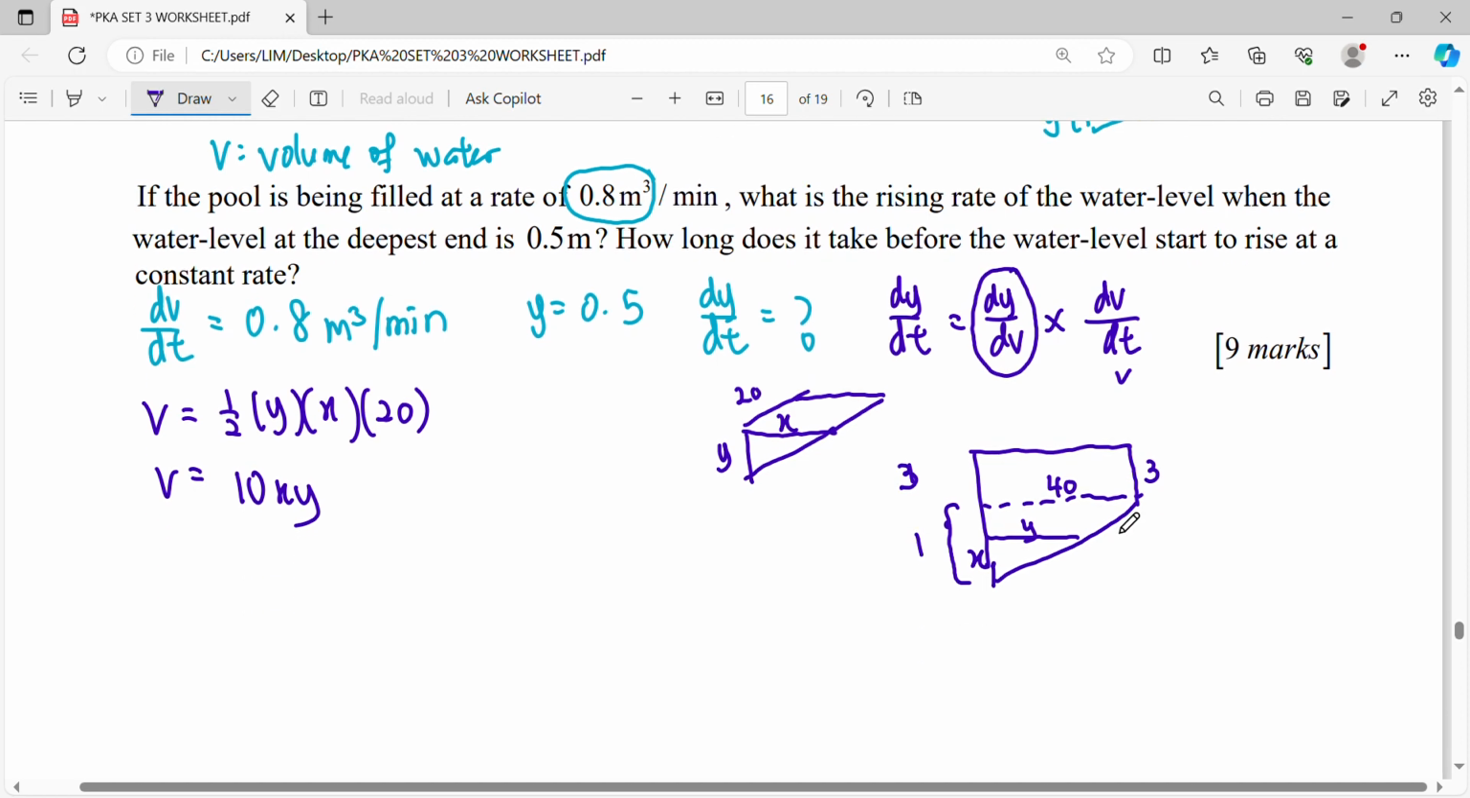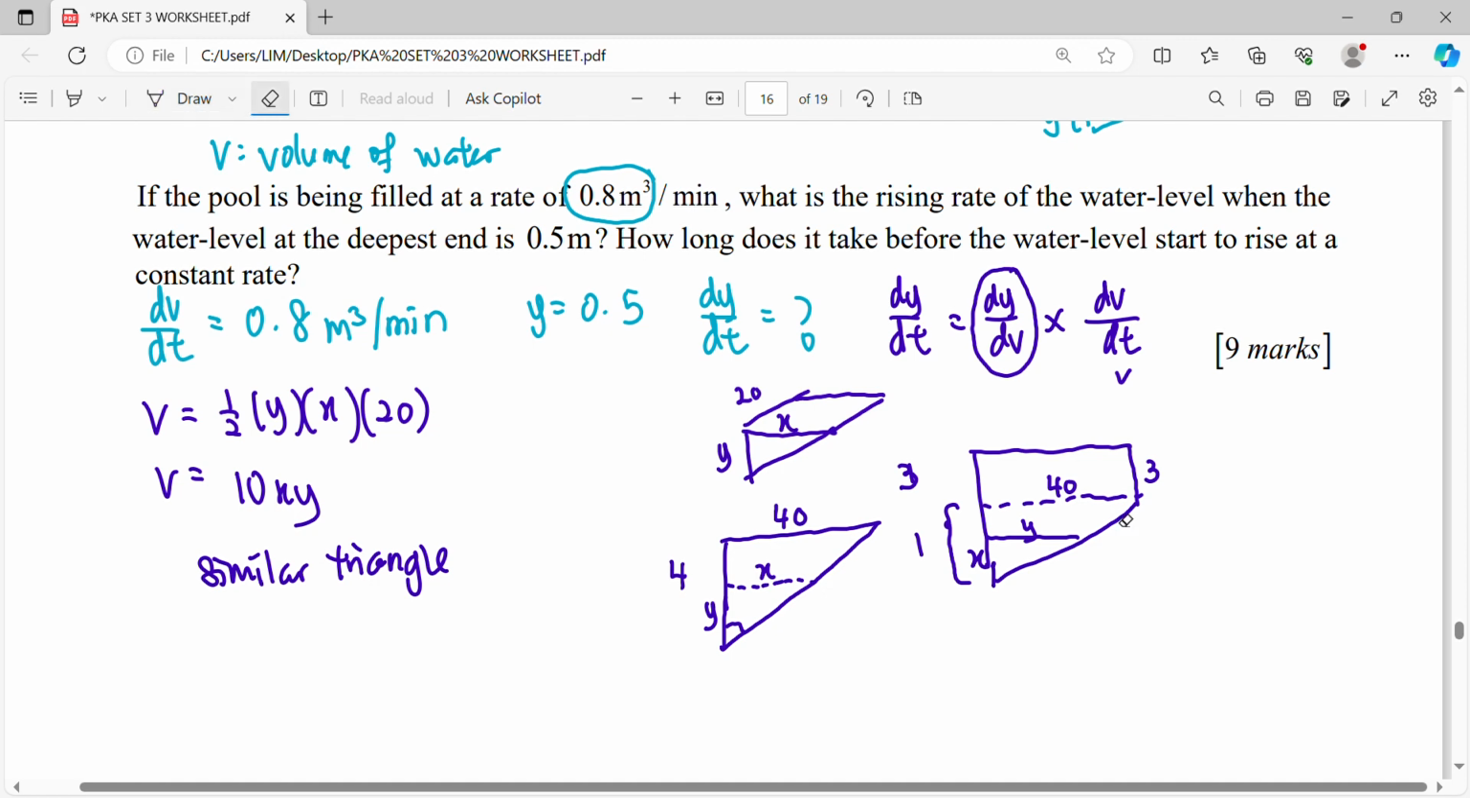From here you can see a similar triangle. Why similar triangle? The angle is the same. You have two triangles here, one based on 4 and 40, another one based on x and y. So from similar triangles, we can do our ratio: x ratio to y equals 40 ratio to 4.